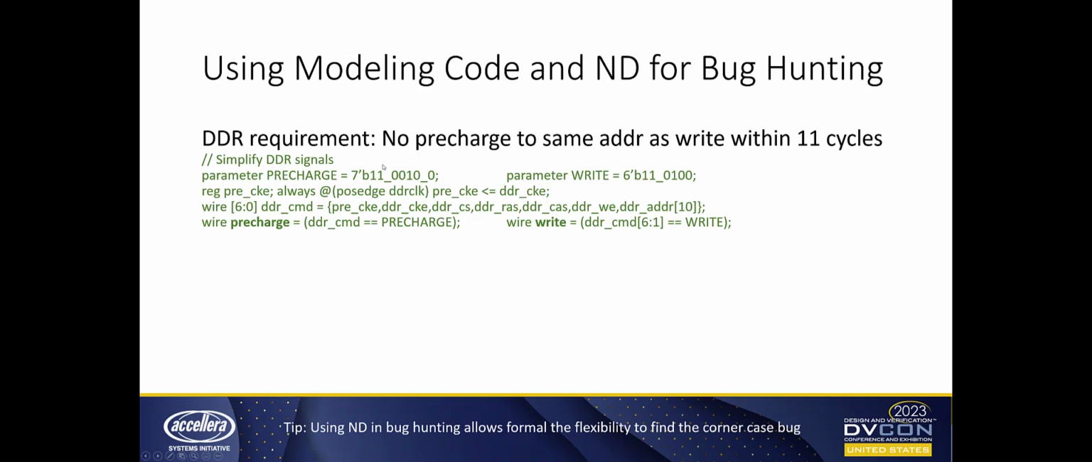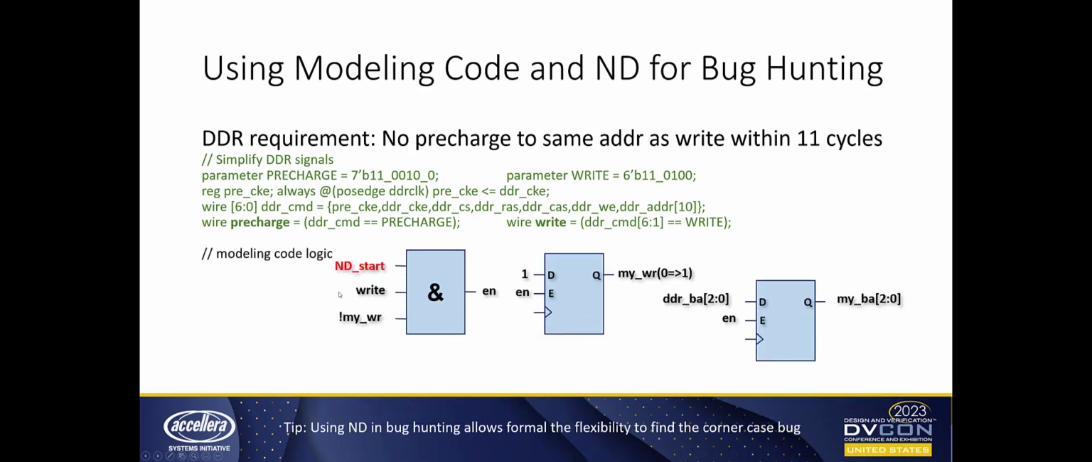Here's an example of a bug hunt to find a bug where a precharge was happening to the same address as a write within 11 cycles, so violating that requirement. I'm using modeling code and non-determinism. So with the modeling code, I can define a vector that is all the DDR signals. I can define some parameters. Then ultimately, I'm defining a couple signals which I will use in my property for when a precharge is happening or a write is happening. I have some modeling code here where I initialize my write to 0. And there's any number of transactions that can happen, reads, writes, activates, those types of things.